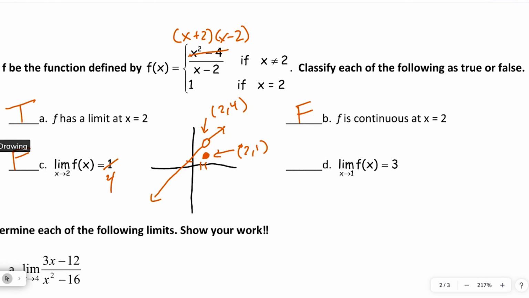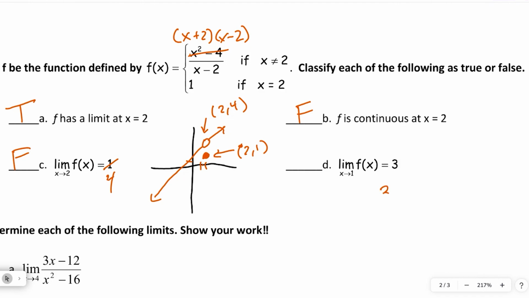Letter D says the limit as x approaches 1 is 3. Well, at x equals 1, we don't actually even have a break there, so we're still going to be on that upper section. You could plug it into the original function. You could also plug it into that simplified line function. Either one will work. You should get the same answer. I'll go with the original one just to be on the safe side, make sure my algebra was good.